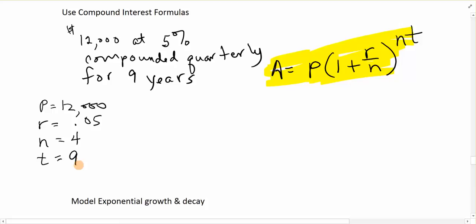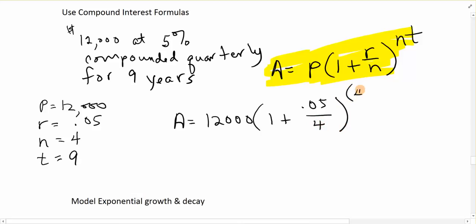What if I told you the time was 18 months? Would you use 18 for T? You would have to make it 1.5. It's time in years, okay? All right, so let's do that. Let's put this in. A equals 12,000 times 1 plus 0.05 over 4 raised to the 4 times 9.